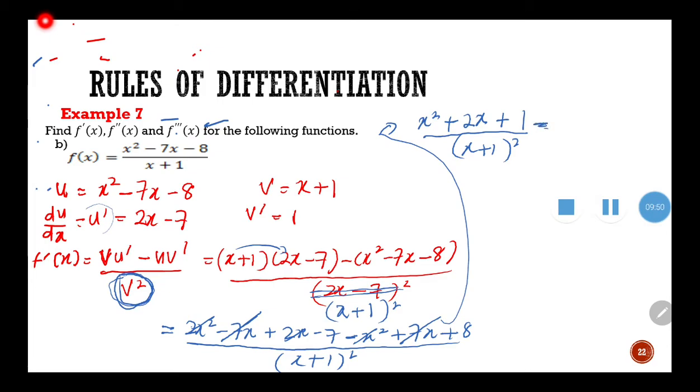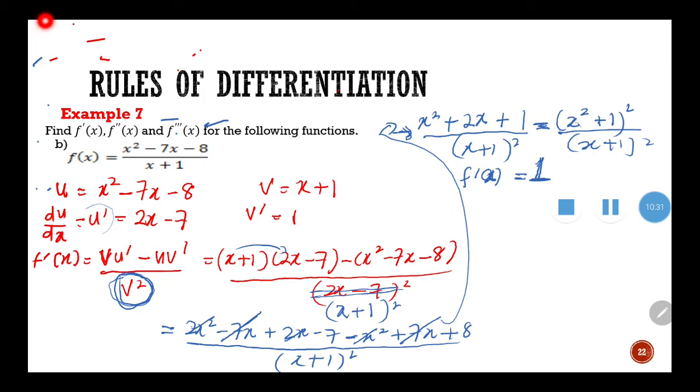Look at this. Maybe some of you would directly try to differentiate straight away. But instead, you can factor this further. You have x square plus 2x plus 1, which is actually equal to x plus 1 square, over x plus 1 square. So what does it mean here? It means that the derivative of the function, f prime x, is just equal to 1.